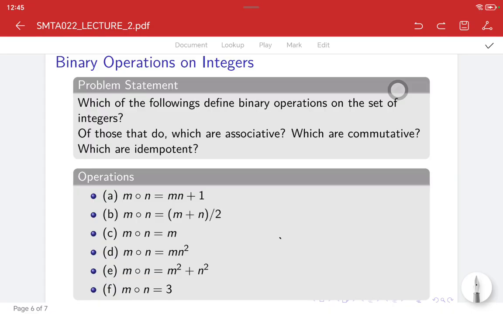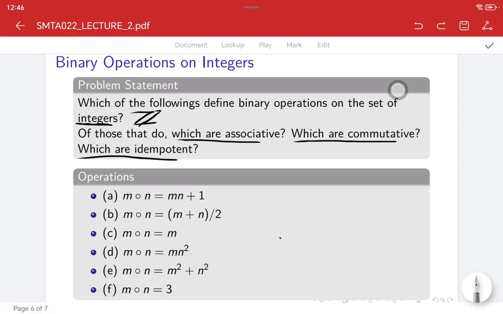Which of the following define binary operations on the set of integers? So here we're defining this on the set of integers. We must keep this in mind. Then of those that do, which are associative, which are commutative, and which are idempotent? So first we're going to check if this is closed. In other words, we must check if these are binary operations, or if they define a binary operation on the set of integers.